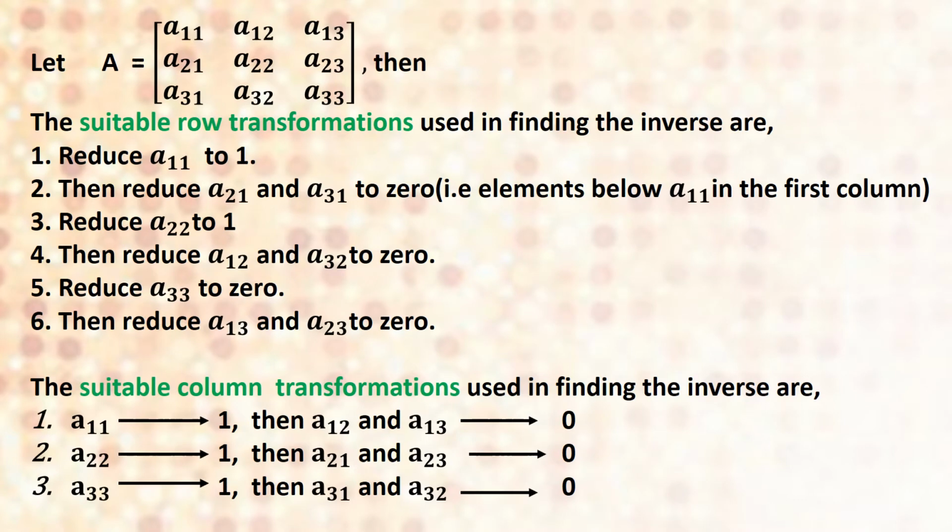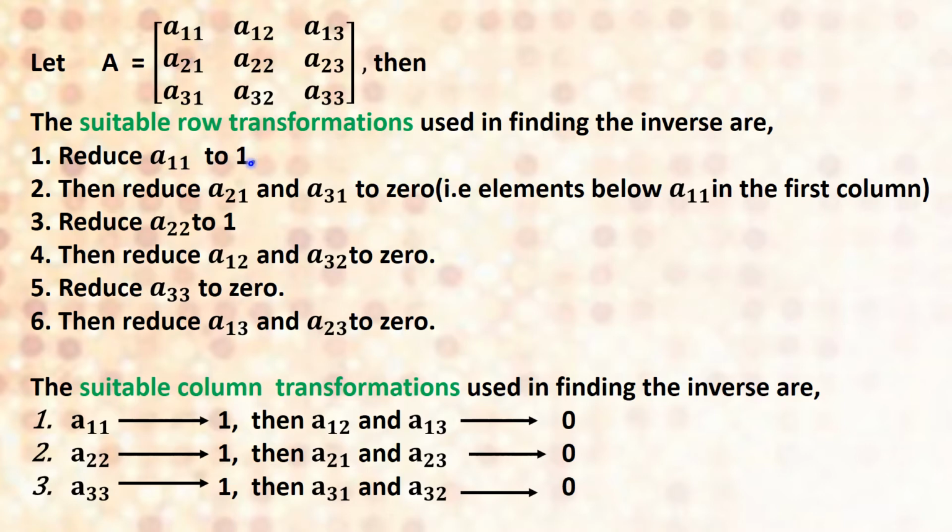We have to follow some important steps to convert the given matrix A into I in the left hand side of the equation, A into A inverse equal to I. Now, the suitable row transformations to convert the matrix A into I are: first one, reduce the element A11 to 1. That is A11. Our aim is to convert this into identity matrix I. That is, identity matrix is 1, 0, 0. The first element is 1. So, we will convert this element as 1.